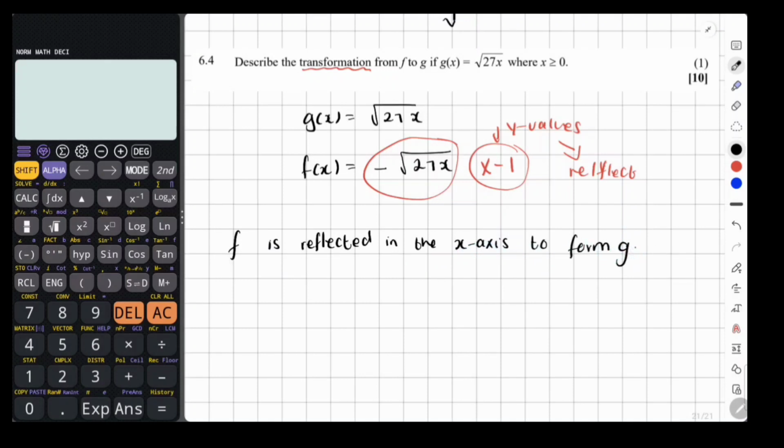And that's it for question 6, and that's it for functions. So moving on to question 7, we have financial maths.